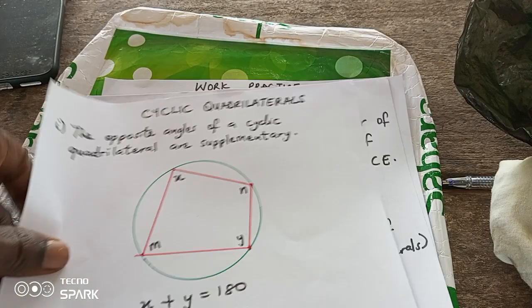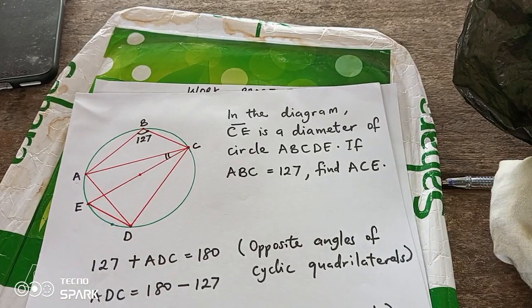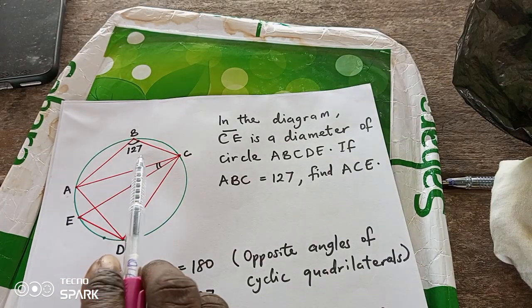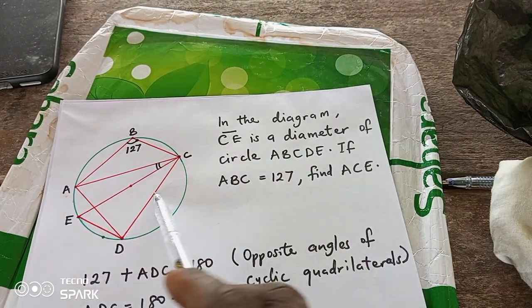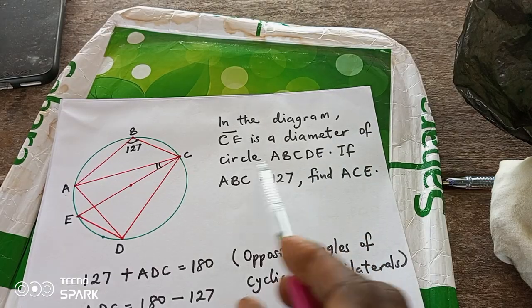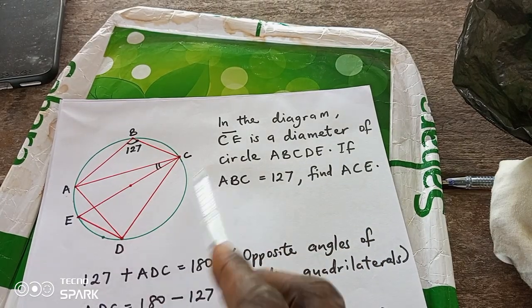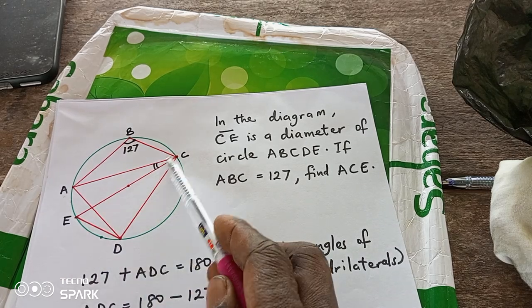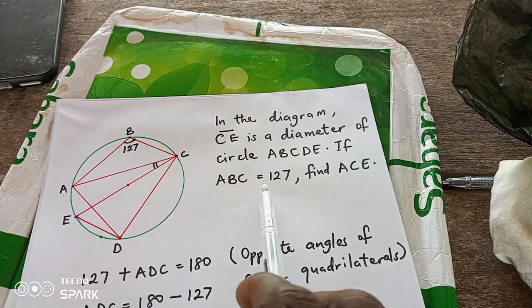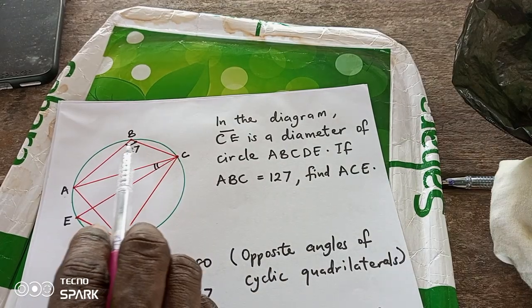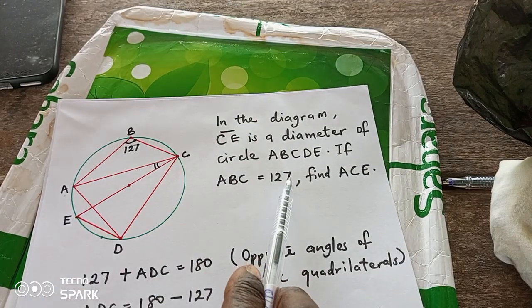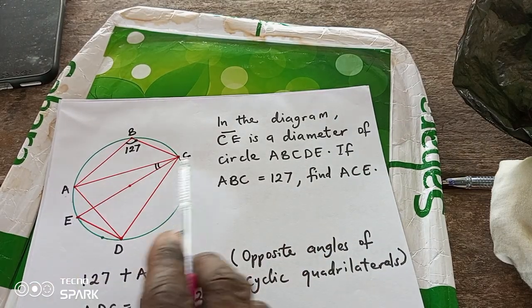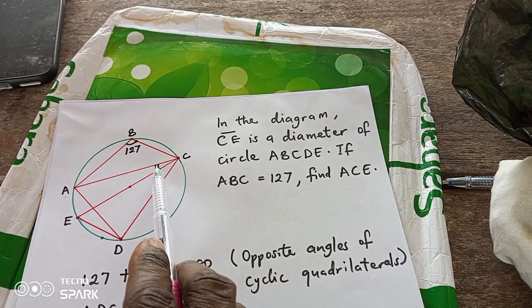Now let's do some examples. In the diagram, CE is the diameter of the circle ABCDE. So this is the center of the circle, and this is the diameter. If angle ABC at the circumference is equal to 127 degrees, find ACE. You are told to look for this angle.